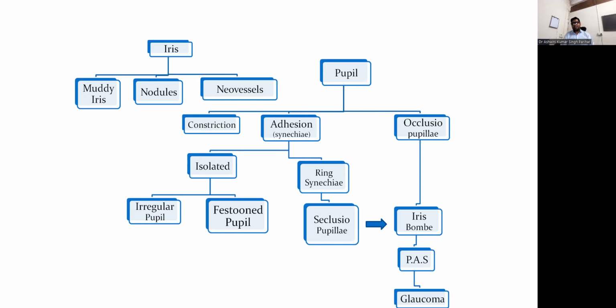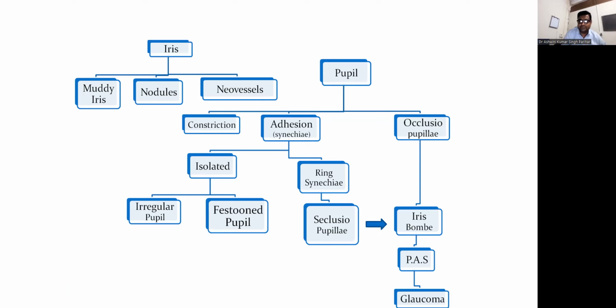And the findings you will get in the pupil: either the pupil is totally constricted or adhesions have formed. The adhesions will be isolated adhesions or partial adhesions at a particular distance, or there will be synechiae all around. If there is an isolated adhesion, it can lead to an irregular pupil. Wherever the adhesion is formed, that part of the pupil won't dilate, the remaining normal pupillary part will dilate, and that will lead to an irregular pupil, a festooned pupil. I have shown you that if irregular synechiae are formed all around, the pupil will be festooned, which will be seen only after dilatation.